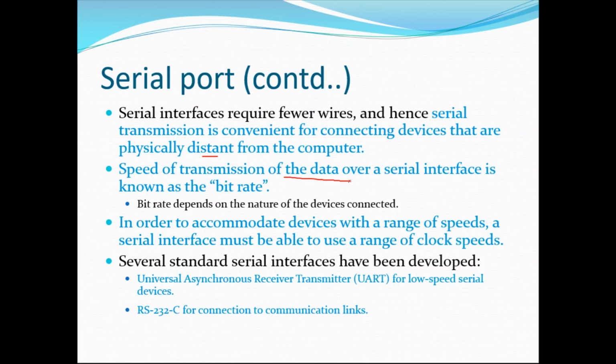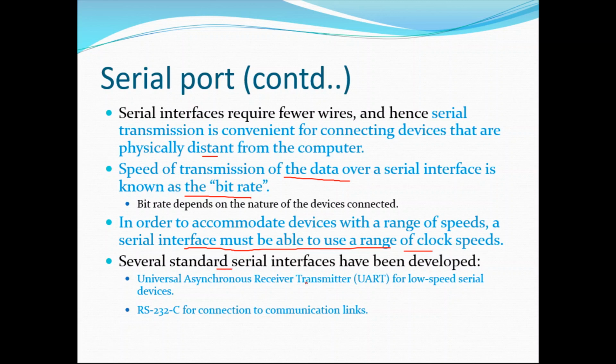The speed of transmission of data on a serial interface is called the bit rate. Different devices may operate at different bit rates; it is not that all serial devices operate at the same bit rate. Accordingly, the serial interface must be able to use a different range of clock speeds. For example, some device may operate at 200 bits per second, but another device may be operating at 150 bits per second, and accordingly the clock frequency of the interface circuit should be adjustable.